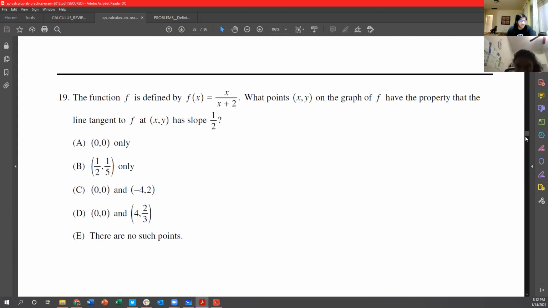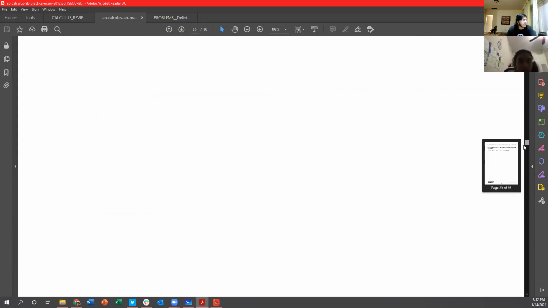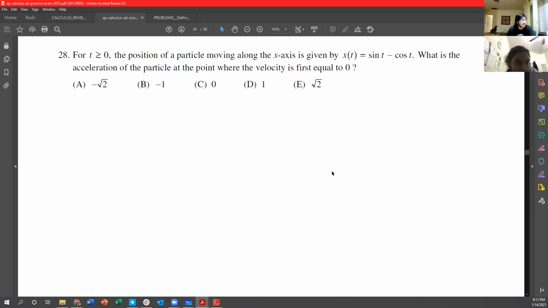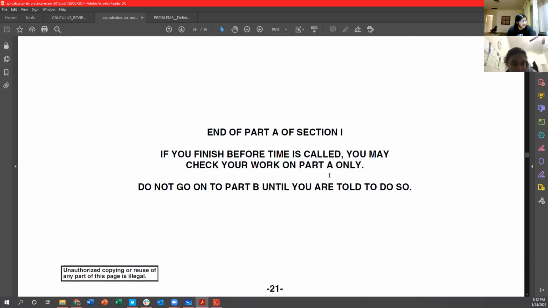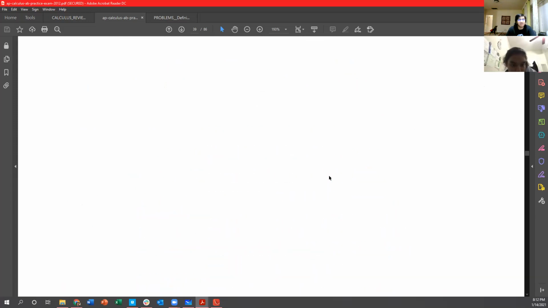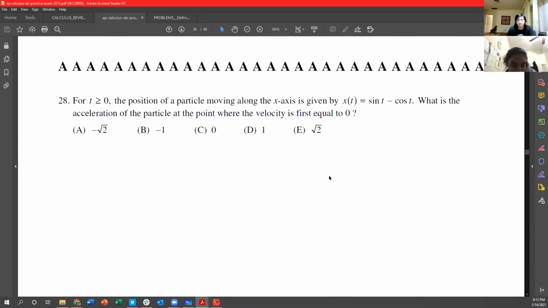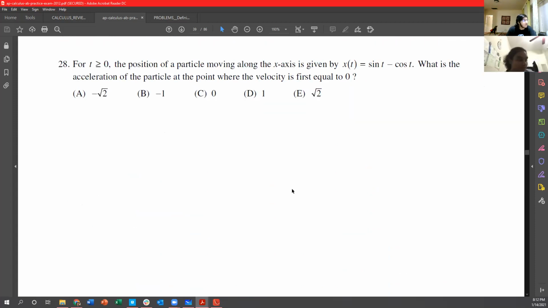We can do as many or as little as you want. I think it would be more beneficial to start from the end. If we do the non-calculator problems, start from the end and work towards the beginning. That's 28 problems, right? End of part A. We would have a little bit less than 10 problems. Okay, that's fine.